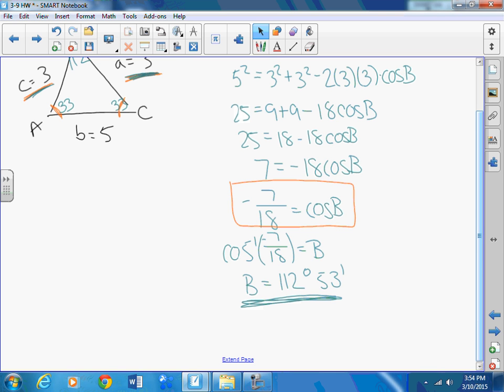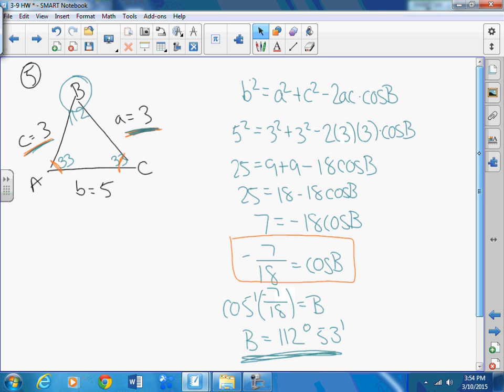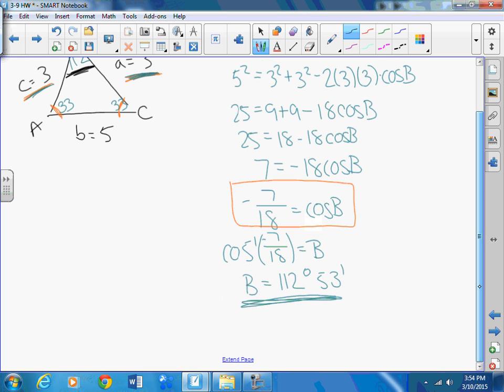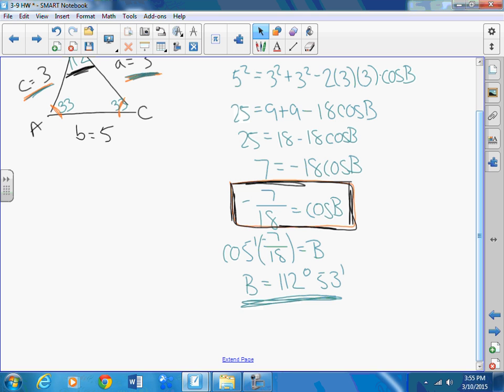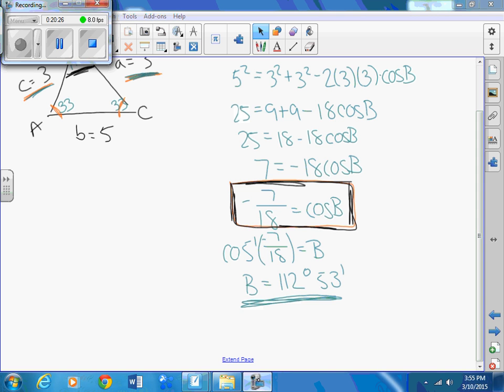So if I found the quadrant 3 possibility for this, it would have to be bigger than 180 because I'm between 180 and 270. And that's silly because if this angle is bigger than 180, I can't have a triangle because all of the angles in the triangle have to add up to 180. So I can't have one angle be bigger than 180. So in this case, even though there are two different possibilities for this, since I'm in a triangle, I only care about the quadrant 2 possibility, not the quadrant 3.